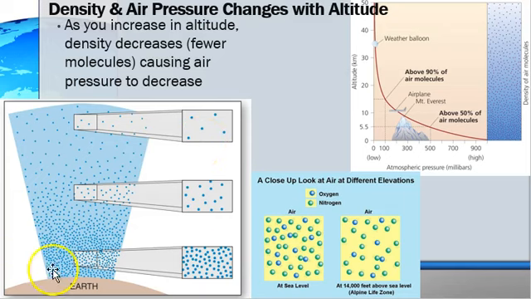Alright, so we've seen that density is going to change with altitude, and that's going to change the air pressure. And once again, we're going to have the highest air pressure down close to Earth and the lowest air pressure further up into the troposphere.